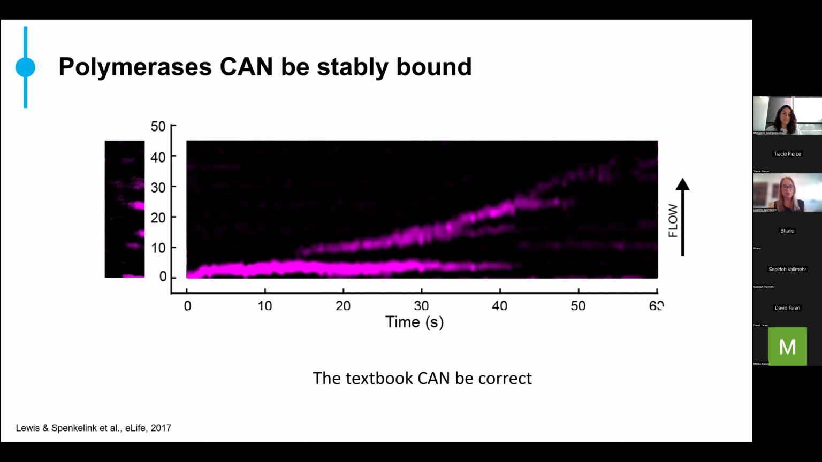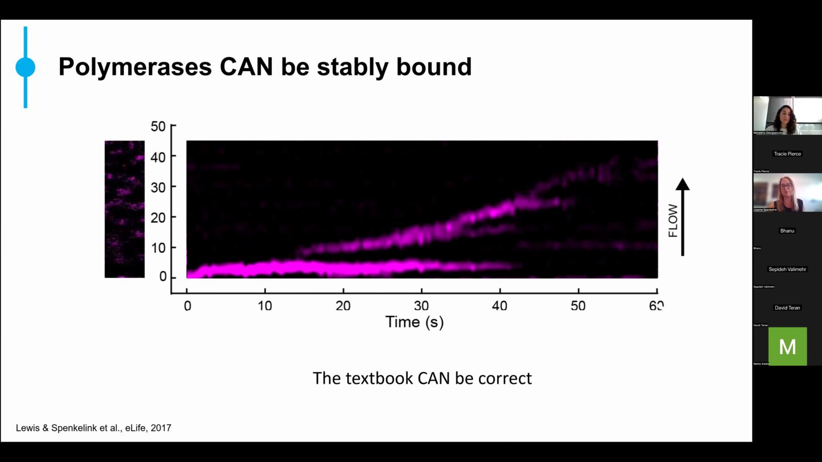Photobleaching is irreversible. It's sort of a chemical change in the fluorescent molecule. It just damages, and it will never ever come back. But replication still continues. So the polymerase itself is still fine. It's just its fluorescent label is dead, and we can't see it anymore. But replication continues well after this movie ends. So, you know, the textbook can be correct.